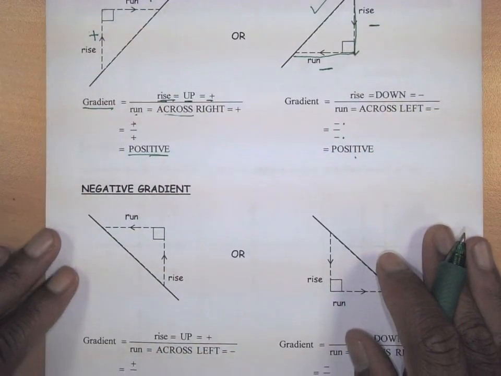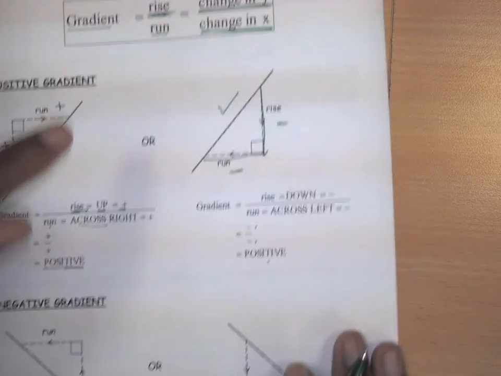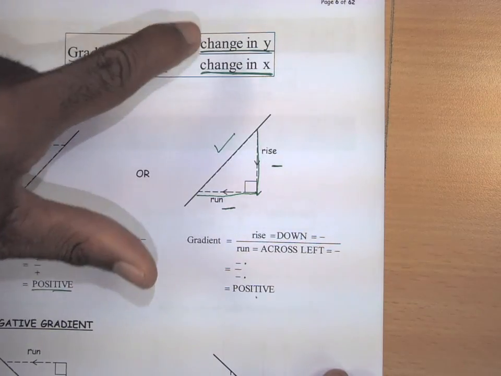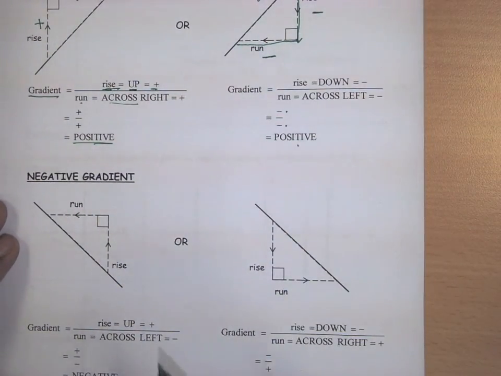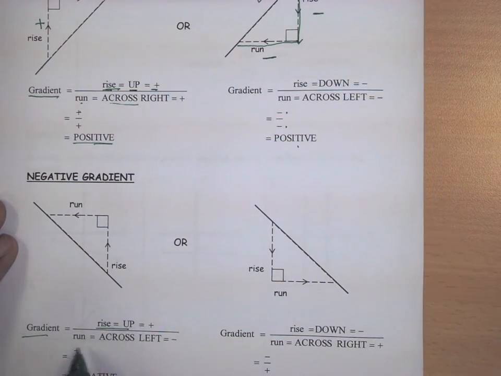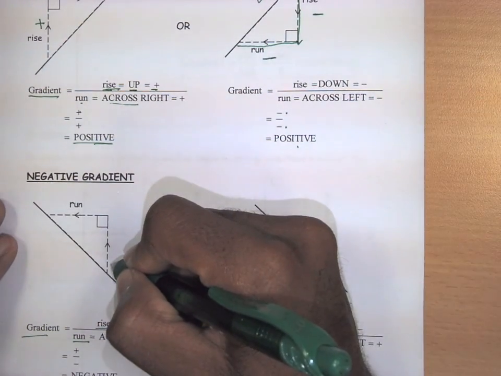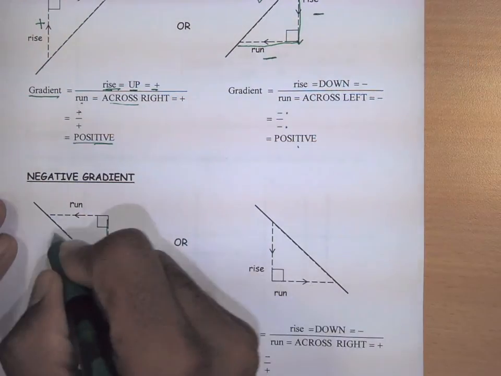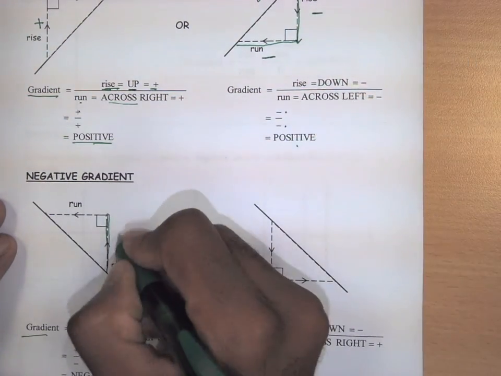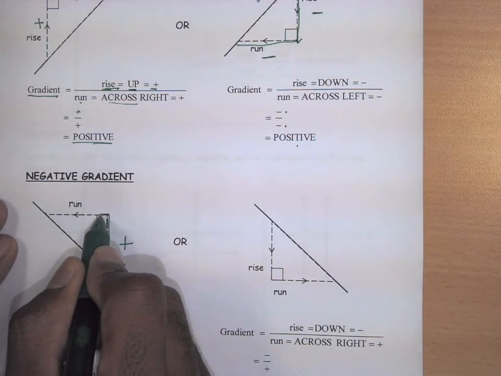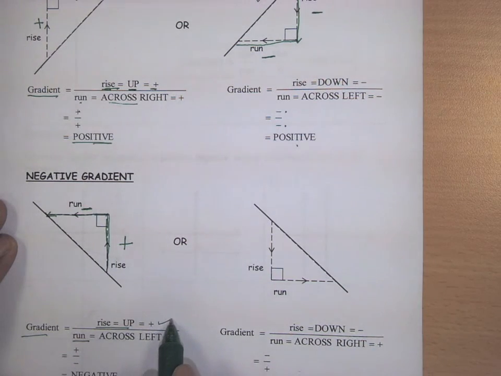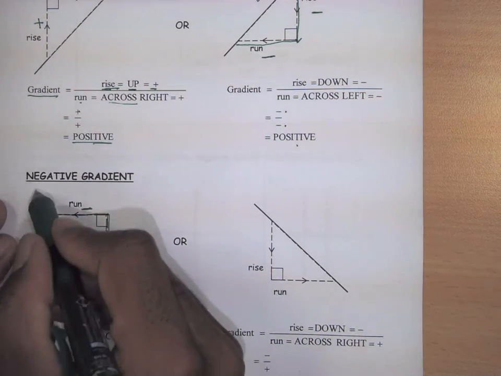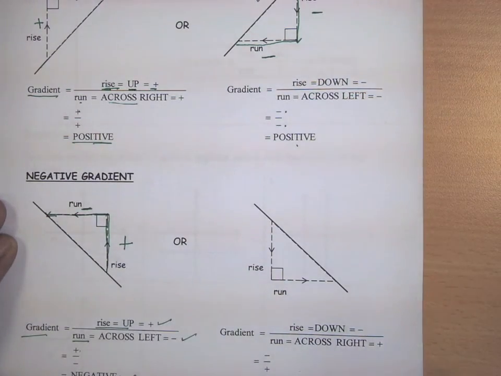What about a negative gradient? Let's look at a negative gradient. The same definition, rise over run, change in y over change in x. So if you look at this gradient, gradient is rise over run. So we rise, we're going up. For us to get to that point, we go up, which is positive, and we go this direction, which is negative, and this is what? Positive over negative, which is a negative. So this is a negative gradient, okay?